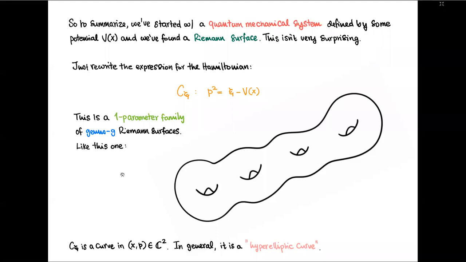By the way, to get hyperelliptic, V of x must be of a certain order, no? V of x has to be of order 4 or greater; greater than 4 is hyperelliptic. 3 and 4 is elliptic. And of course, below that, you just have algebraic curves, like rational curves. Okay, you go on. Right. So this C of xi is a one-parameter family of hyperelliptic curves. The genus g here is determined by the order of V of x, the degree of the polynomial.